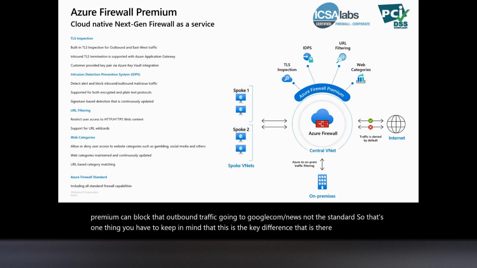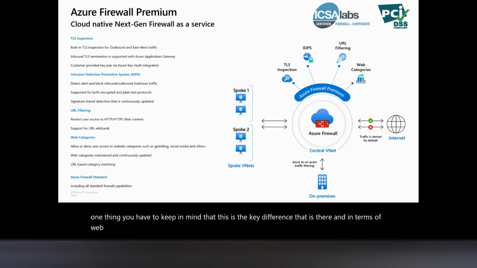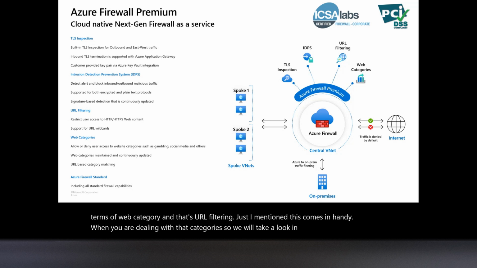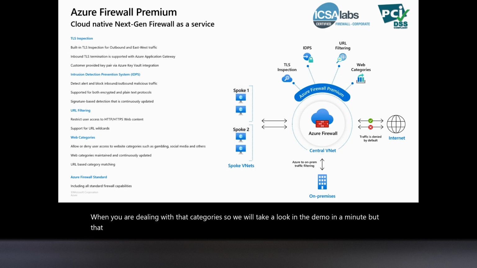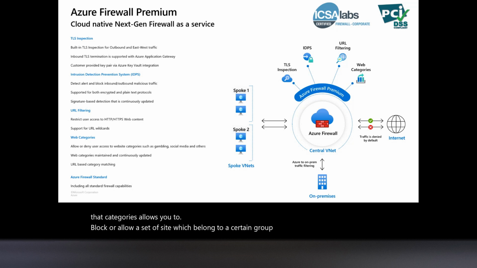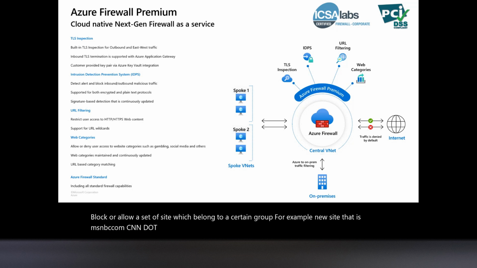So that is the key difference you have to keep in mind. In terms of web categories, and that's URL filtering as I just mentioned, this comes in handy when you are dealing with web categories. We will take a look in the demo in a minute, but web categories allow you to block or allow a set of sites which belong to a certain group. For example, news sites, that is msnbc.com, cnn.com, foxnews.com, or sports sites, NFL.com, ESPN, things like that. So you can either block or allow all those sites.